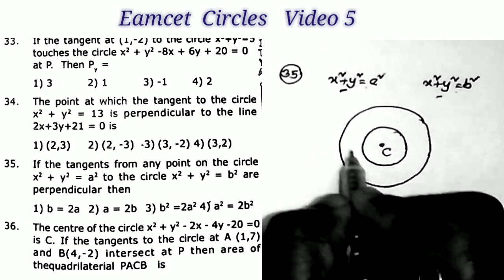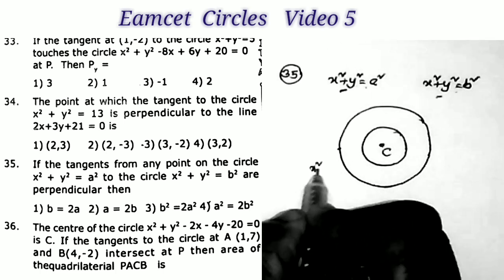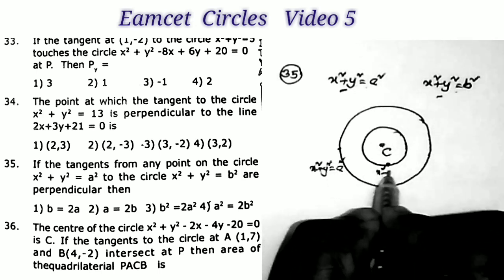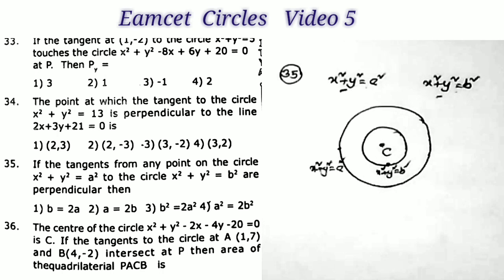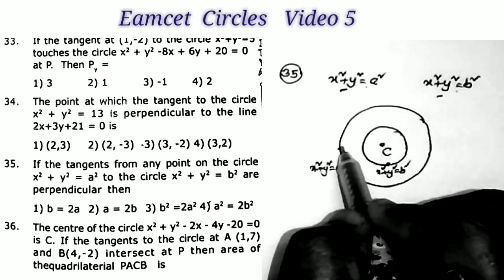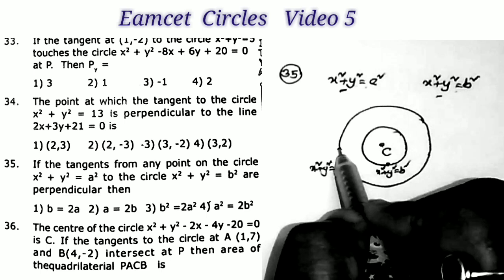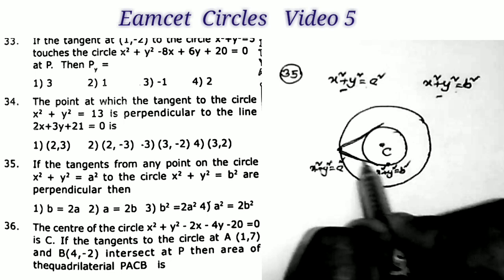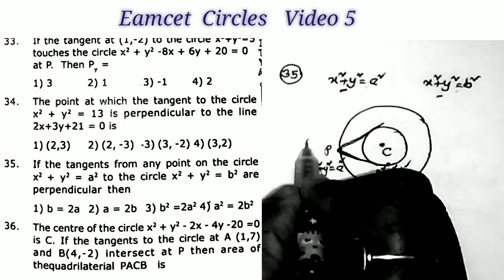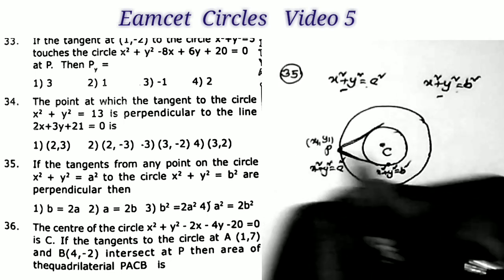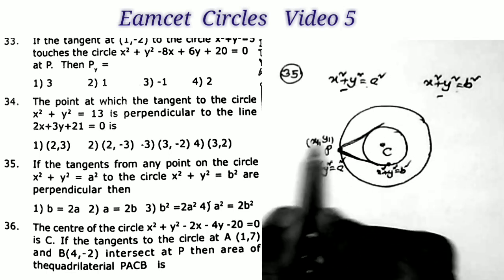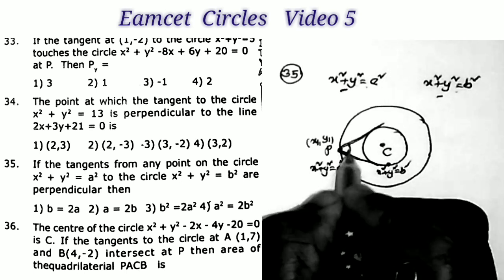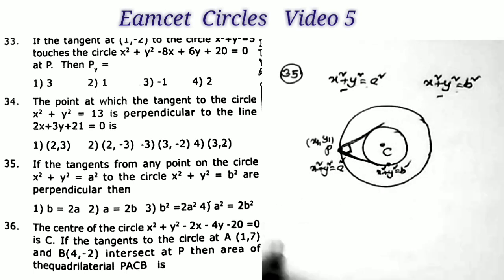This is the center, and this is the first circle equation, that is x square plus y square is equal to a square. And this is the second circle equation, which is x square plus y square is equal to b square. What is the given data? If the tangents from any point on the first circle to the second circle are drawn, so we are drawing the tangents from this point to the second circle. Now the tangents are perpendicular. Given that these two lines are perpendicular, then what is the condition?